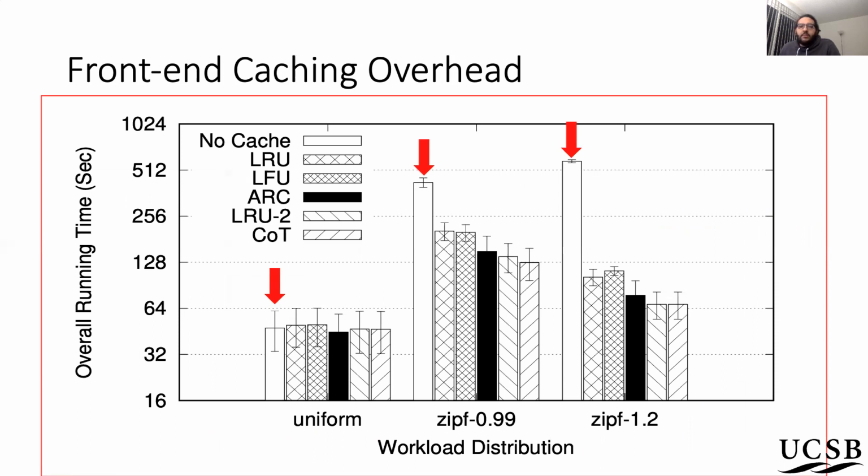As shown, for uniform workload, front-end caches have almost no performance implications. However, as the workload skew increases, having a small front-end cache significantly reduces the latency. Notice that as the workload skew increases, the overall running time significantly increases when no front-end cache is deployed. This is shown by the red arrows. This increase in latency is solely because of the caching server load imbalance.